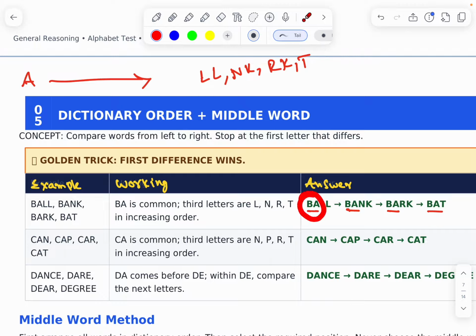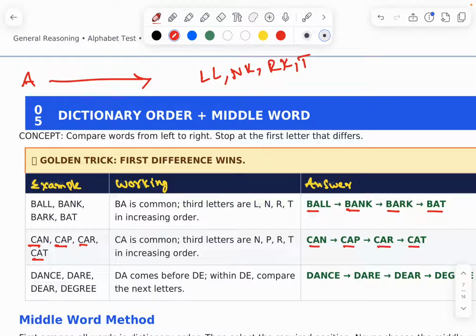Here, BA is common first of all. Next, the words: can, cap, car, cat. CA is common for all the words.